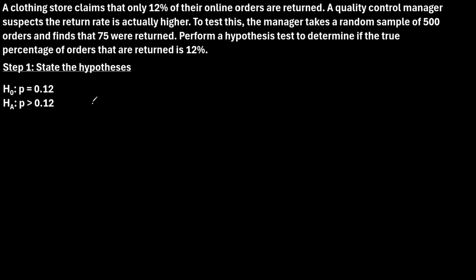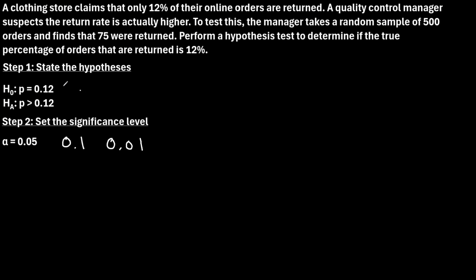Now step 2 of this hypothesis test is we need to set the significance level. So for this hypothesis test, we're going to choose a significance level of alpha equals 0.05. Now, other common choices are 0.1 or 0.01, but for this example, we're going to use 0.05.